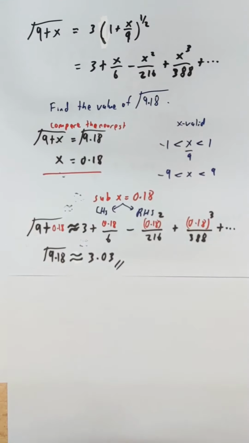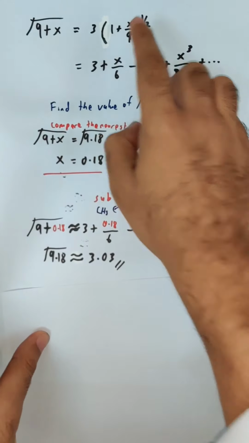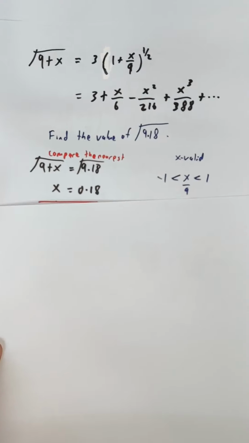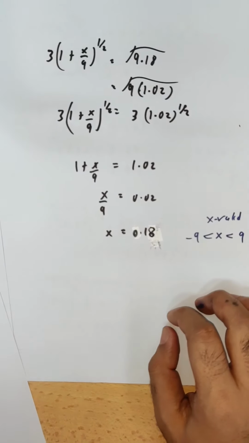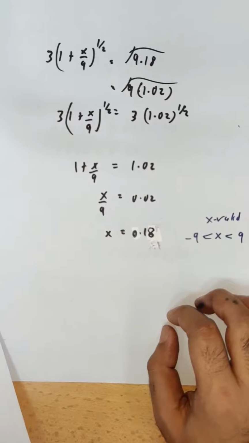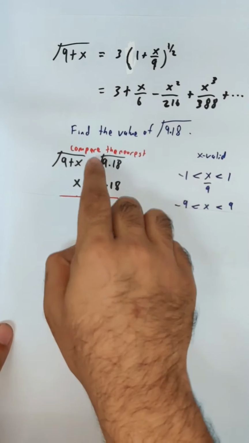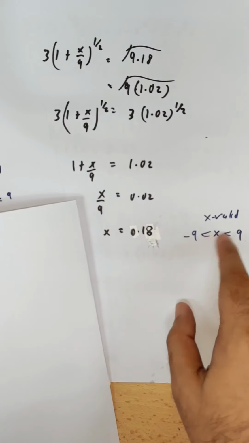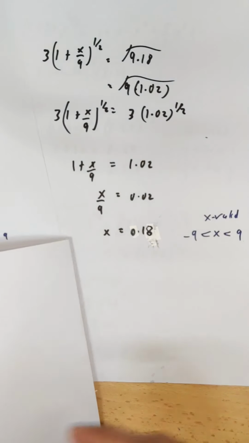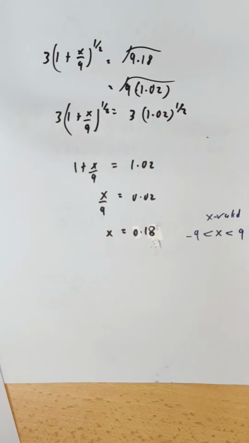For those who ask me, hey sir, can I actually compare to this one here? Technically you can, but as you can see, the calculation is a lot longer and you don't want to spend that much time. So it's best to compare to the nearest. And sometimes if you compare to the one that is not near, you might not reach validness. So it's best to compare to the one that is near.